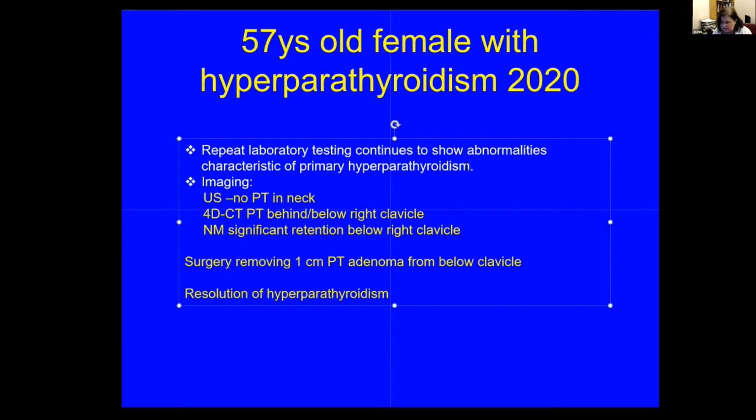But on second look, on 4D CT, they spotted a parathyroid behind the right clavicle. So it was hiding behind the bone. And the repeat nuclear medicine study after 1 more year showed the retention at this 1 centimeter parathyroid adenoma, which was successfully removed, and the patient is doing wonderfully. The hyperparathyroidism is resolved.